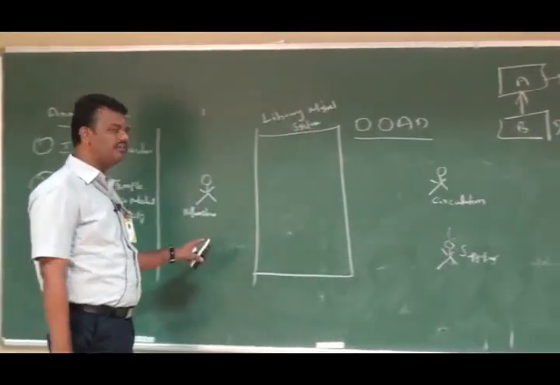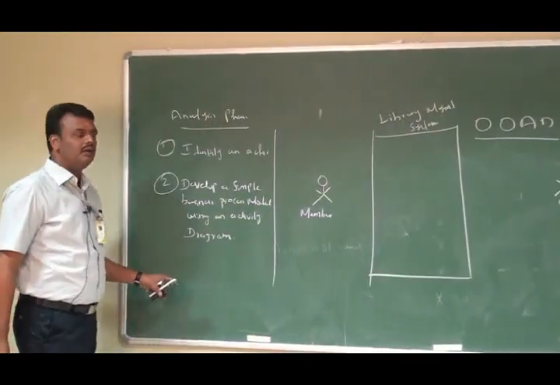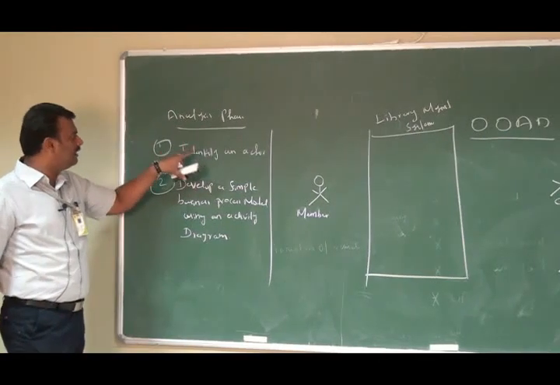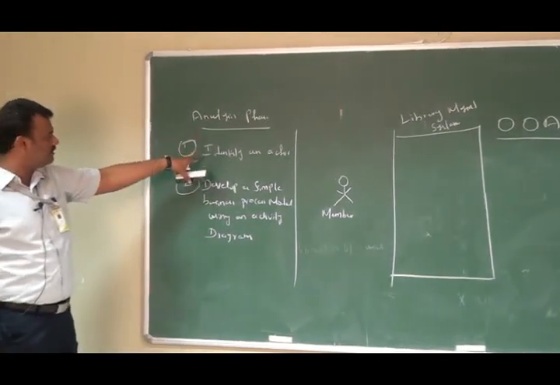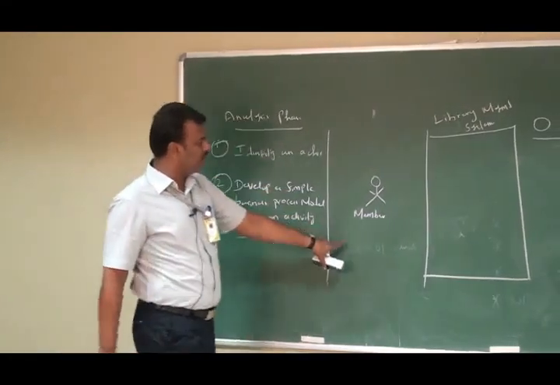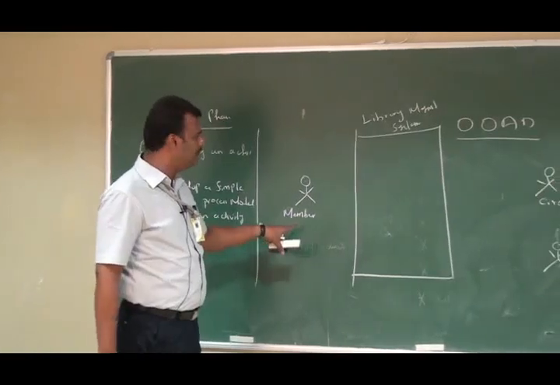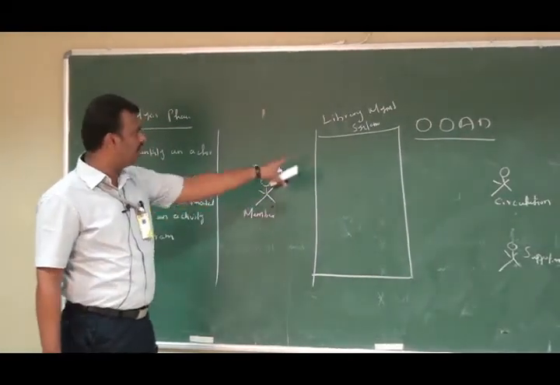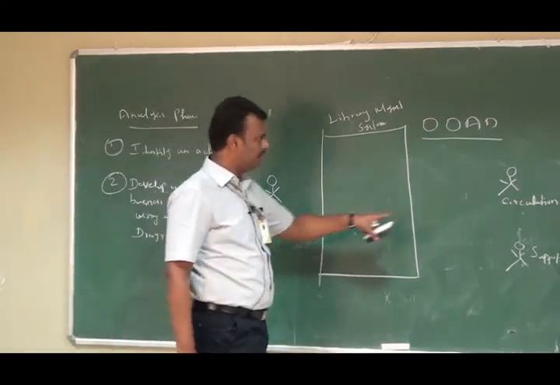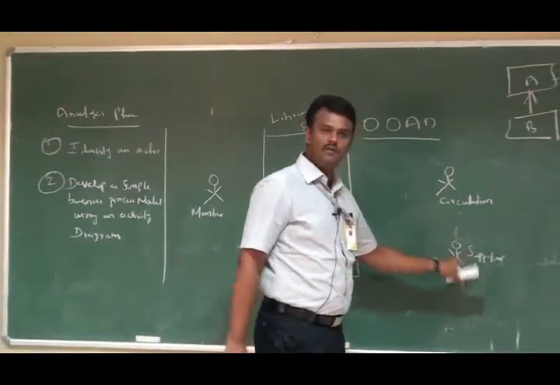The unified approach is a methodology for software development. It consists of three phases. The first one is the analysis phase. In the analysis phase, first we have to identify an actor. What do you mean by actor? The actor is the one who is using the system. In case of a new system, who will be using the system? For example, the library management system. Who are the actors in the library management system? The first one is the library member, the second one is the circulation clerk, the third one is the supplier.